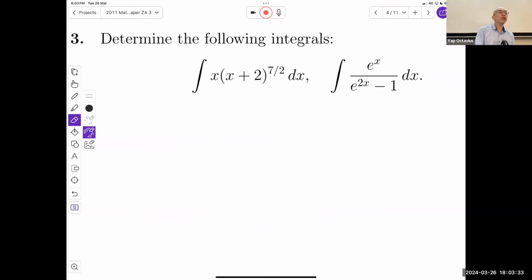I just do a quick check. Your integration, how many have finished this already? Can I check with you? This question, right? What technique did you do? You did by parts. Okay. I did substitution. Anyone did substitution?